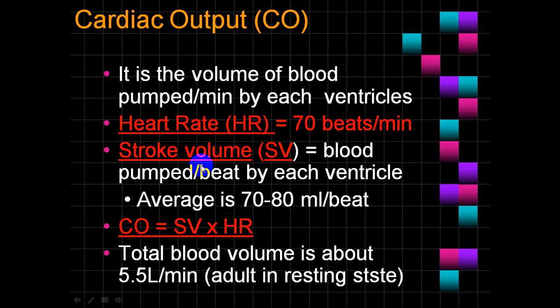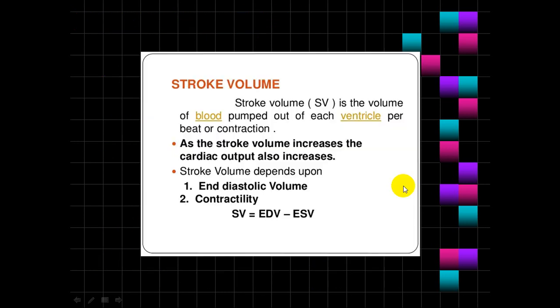Cardiac output is the volume of blood pumped per minute by each ventricle, right and left. Heart rate is normally an average of 70 beats per minute. Stroke volume on average, as we said, is 70 to 80 milliliters. So cardiac output in the resting state is about 5.5 liters per minute.